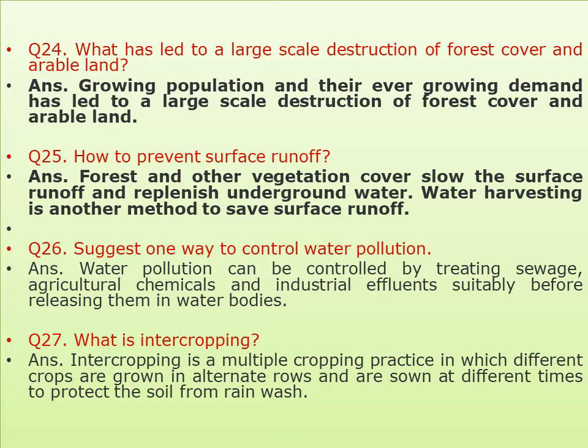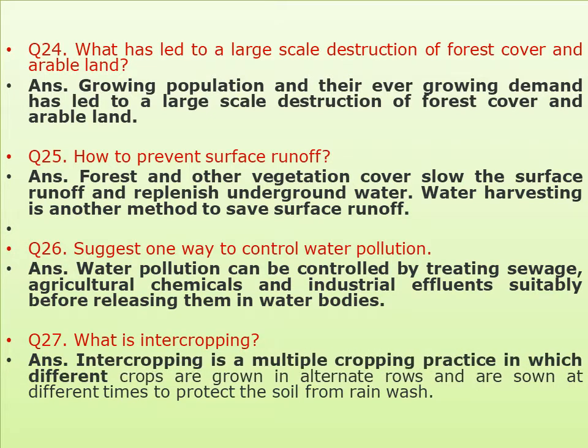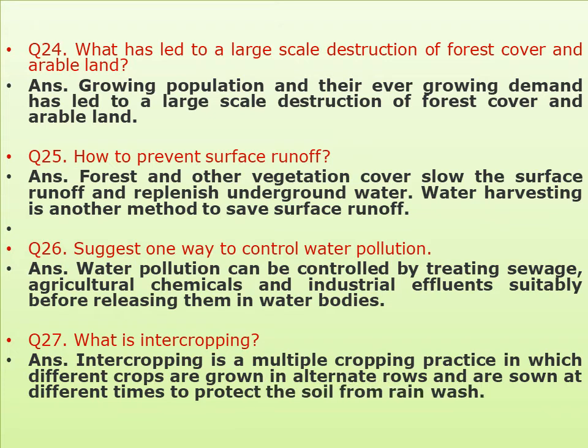Question number 26. Suggest one way to control water pollution. Answer: water pollution can be controlled by treating sewage, agricultural chemicals, and industrial effluents suitably before releasing them in water bodies. Question number 27. What is intercropping? Answer: intercropping is a multiple cropping practice in which different crops are grown in alternate rows and are sown at different times to protect the soil from rainwash.